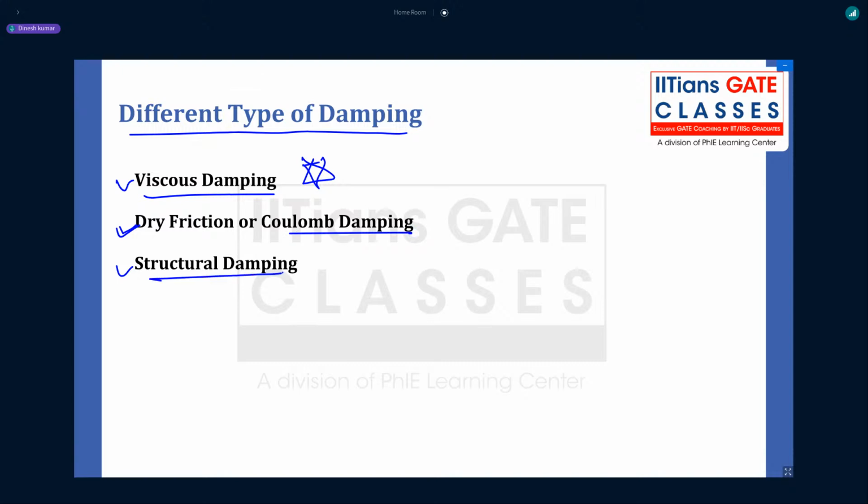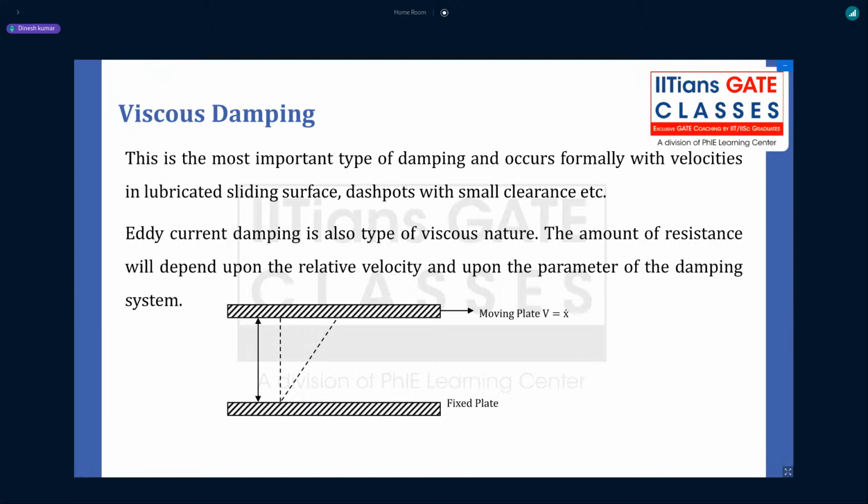But most of the GATE questions, either in GATE Aerospace or GATE Mechanical, were asked from viscous damping alone. So we will discuss today more about viscous damping. So what is viscous damping? This is the most important type of damping and occurs normally with velocities in lubricated sliding surfaces or dashpots with small clearances. So most of you know, right?